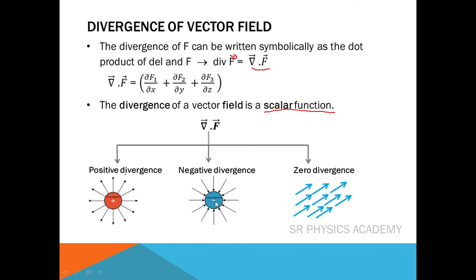That means if you take the point, it is converging towards the point. This is away from the point, this is towards the point. So away from the point we can say positive divergence, and converging towards the point we can say negative divergence. Next is zero divergence. Look at these arrows here. If the vector field does not change in magnitude as you move along the flow of the vector field, then we can say that the divergence is zero.